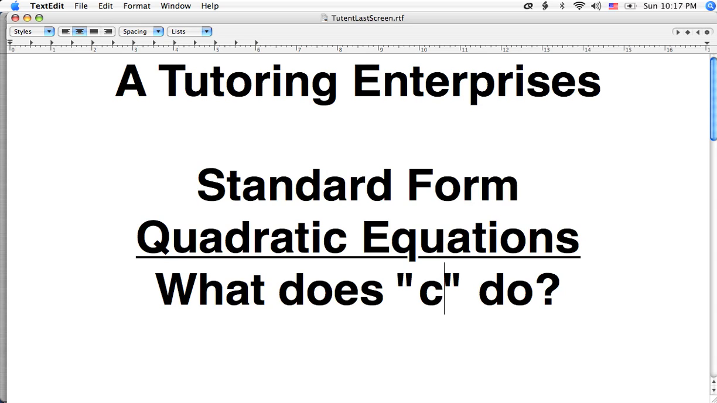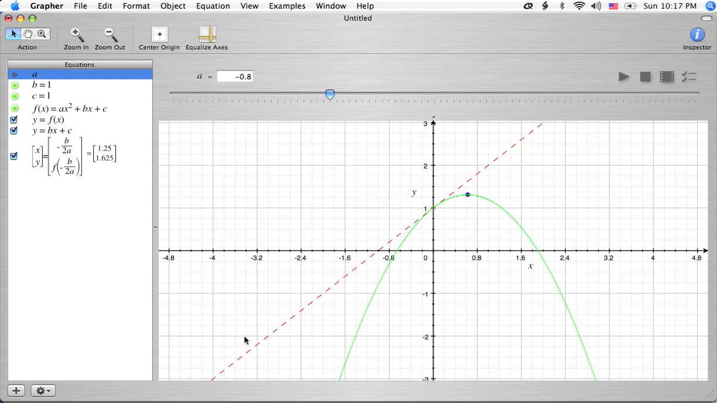Today we want to take a look at the standard form of the quadratic equation, and we want to ask the question, what does C do? That's what we're going to study in our graphing calculator. Let me get that up. So here's our graphing calculator.